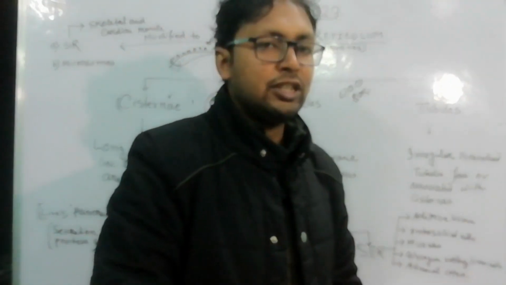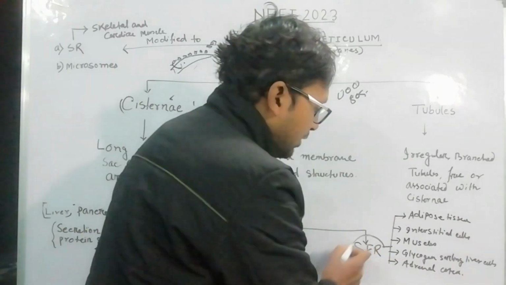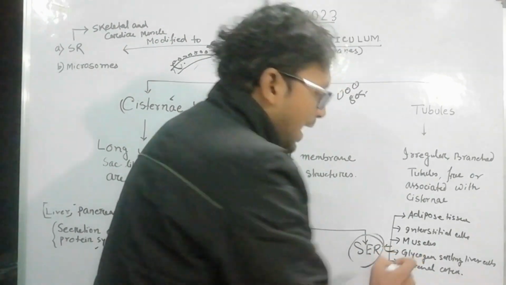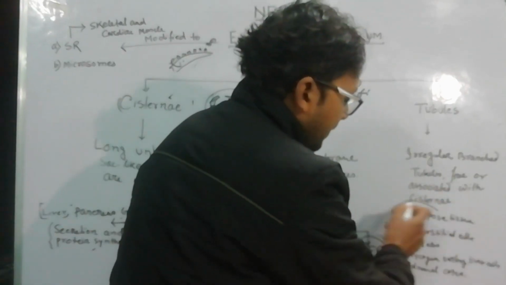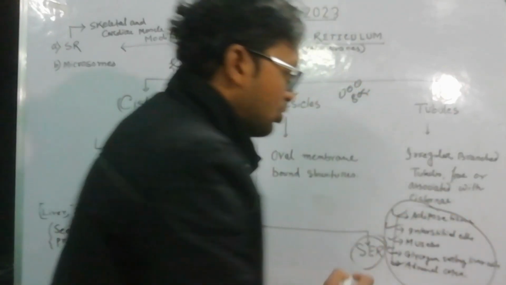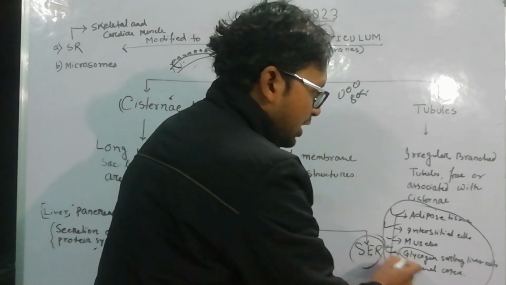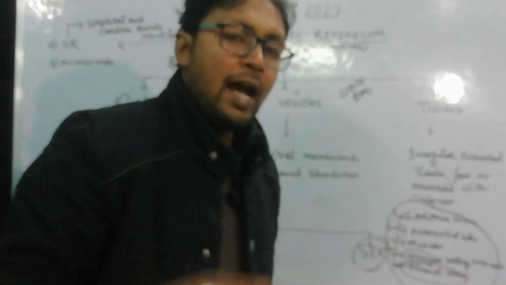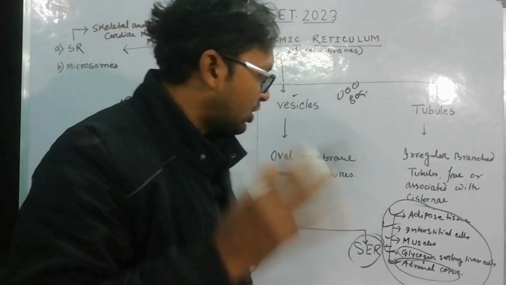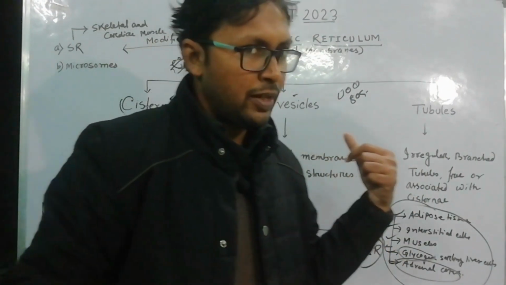So, hormone production is the main function of smooth endoplasmic reticulum, along with glycogen metabolism and detoxification. They are present in adipose tissue, interstitial cells and muscles. They are very important, and these terms, glycogen production, hormone production in the adrenal cortex, and detoxification, are the major three functions of smooth endoplasmic reticulum.